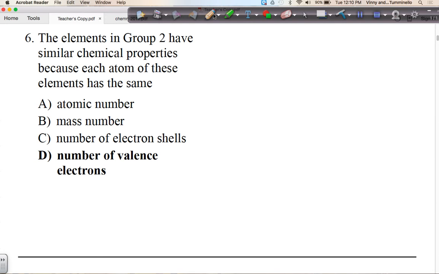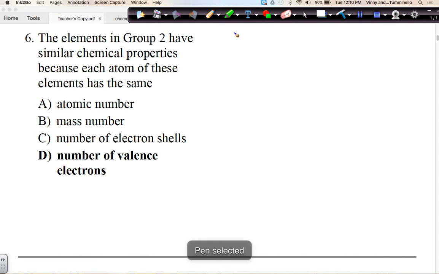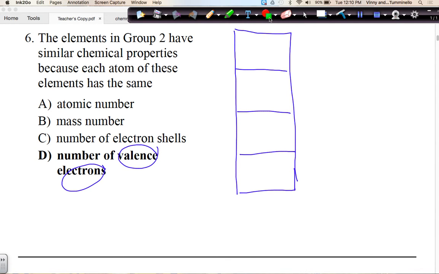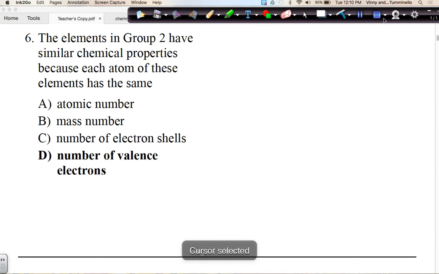Number 6, elements in group 2 have similar chemical properties. Remember, when we talk about a group, we're talking about a column on the periodic table. These are also sometimes called families, and members of the same group are going to have the same number of valence electrons, and those valence electrons are going to determine the reactivity of those elements, so those elements in the same group will be similar to each other for having the same number of valence electrons.